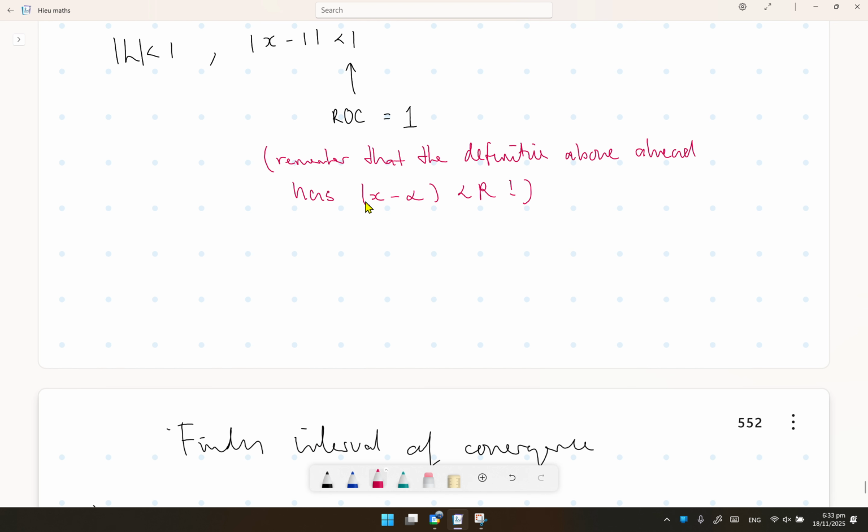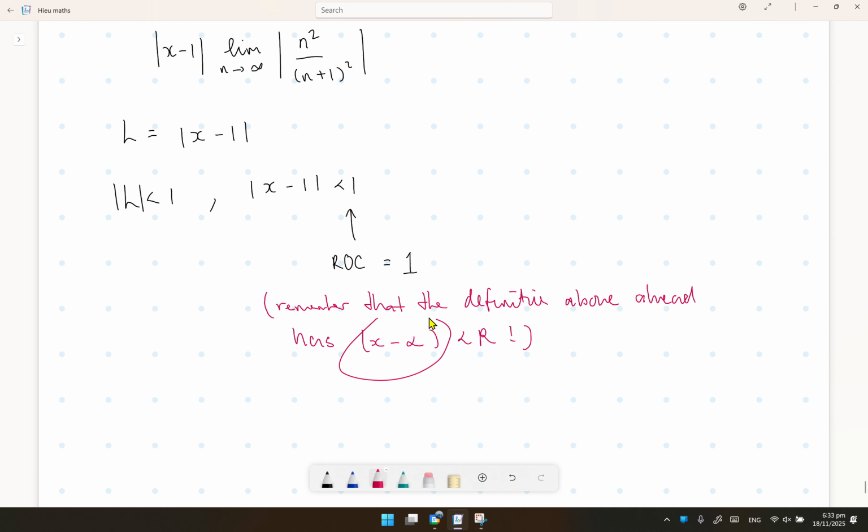So yes, this is just saying that you should keep it with the definition from above. So this is x minus 1; remember, it's |x minus alpha| less than r, right? And you don't have to add 1 to both sides. You make this x0, it doesn't matter. What we're looking at is the radius of convergence according to the definition, and it's x minus 1.